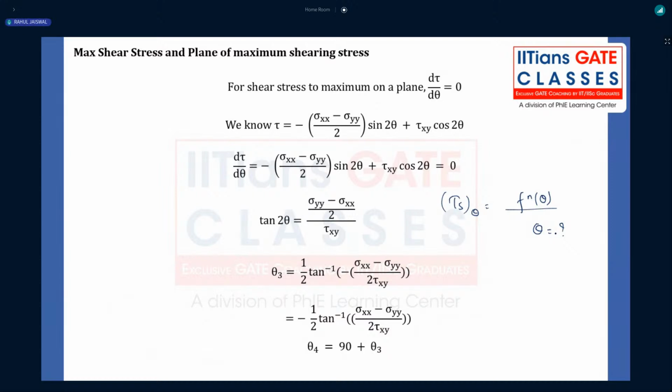Tell me, guys, mathematically, if I ask you what is the maximum value of y, and y is a function of some theta, what will you do? You equate dy by d theta to 0. From there, you will get one particular theta value. You put that theta value once again into y to get y maximum. Yes or no? Whether you will do that in mathematics or not, tell me, guys.